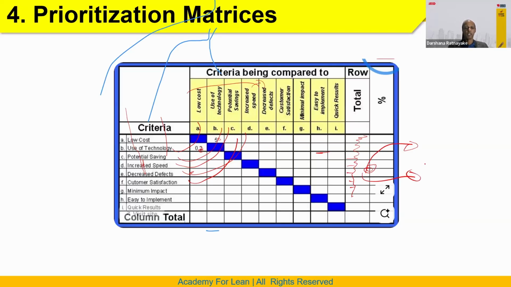There's another way. There are different types of prioritization matrices in the world, based on your project, your learning, or your understanding. You can use any tool. Finally, we use these prioritization tools to identify which projects we are going to implement first to get more benefits, and to select that project. Okay, right.